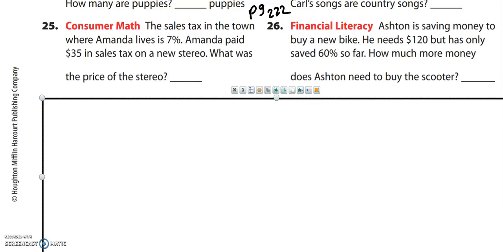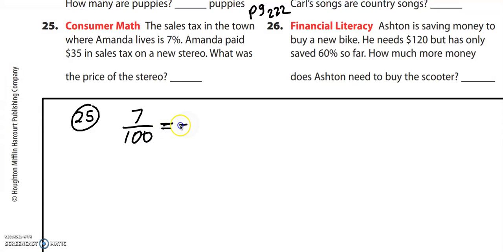The sales tax in the town where Amanda lives is 7%. Amanda paid $35 in sales tax on a new stereo. What was the price of the stereo? So whenever I see a percent and a whole number, I realize I'm looking for another whole number. And so what I do is I immediately set up my proportion where I set up the percent, 7%. That's the same as 7 hundredths. I'm going to write that's equal to, now I have to decide where $35 goes.